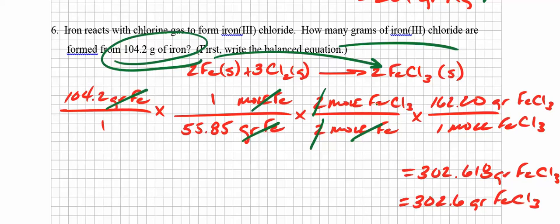So here we go. We've got moles of FeCl3 on top, so moles of FeCl3 on bottom. These two are going to cancel. And now when I add up iron with 3 chlorines, I get 162.20 grams. So now what I'm going to do is get my calculator. I've got 104.2 times 162.20, hit the equal button, divide by 55.85. That gives me 302.618 on my calculator. I only want 4 significant digits, so I'll round that to 302.6, and that will do it for that problem.